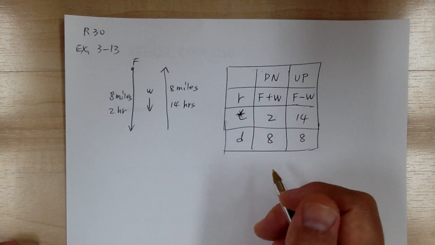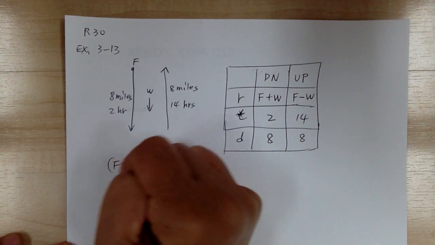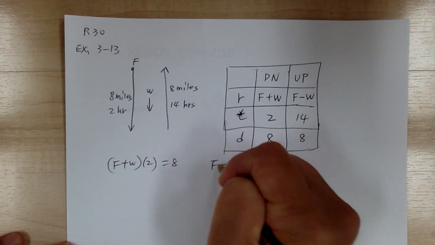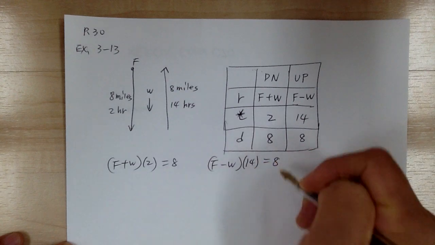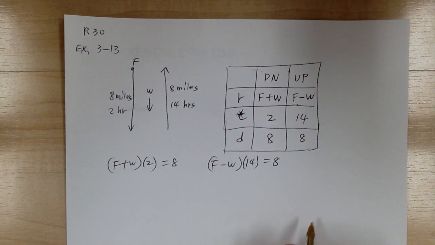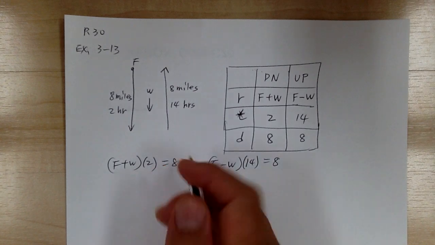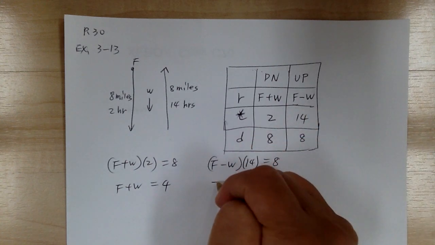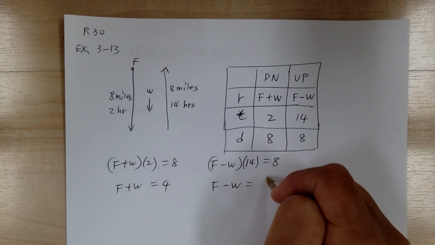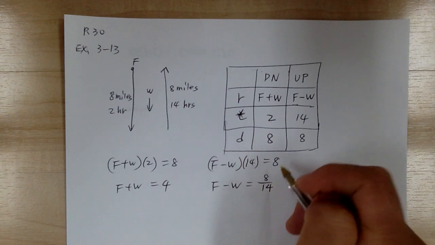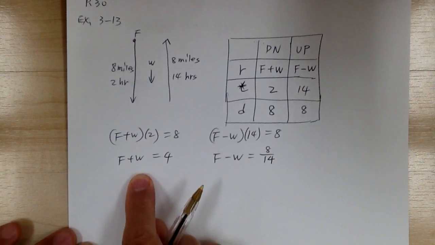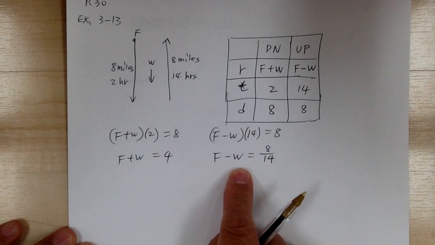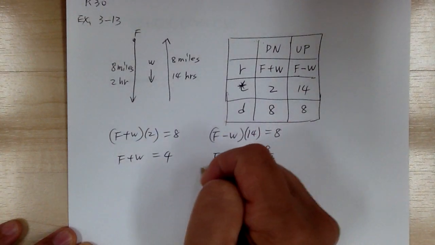So you have two equations. You have (F plus W) times 2 equals 8, and (F minus W) times 14 equals 8. It's easier if you divide by 2, so you get F plus W equals 4, and you divide by 14 for the other one. Then you can put this underneath here, because the W is already opposite, so you can go ahead and eliminate.